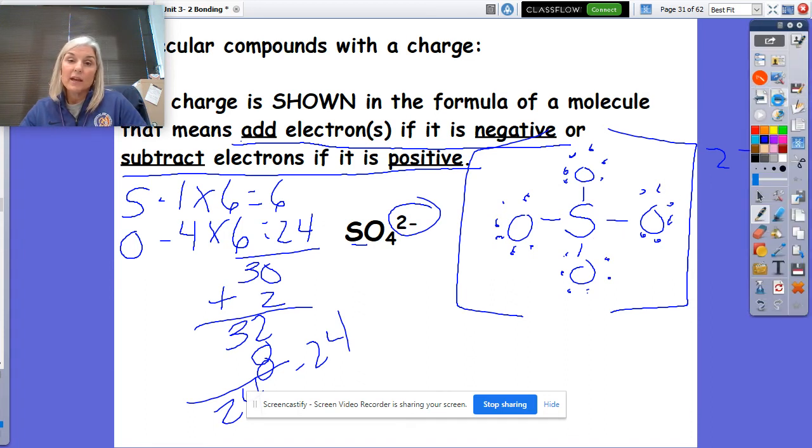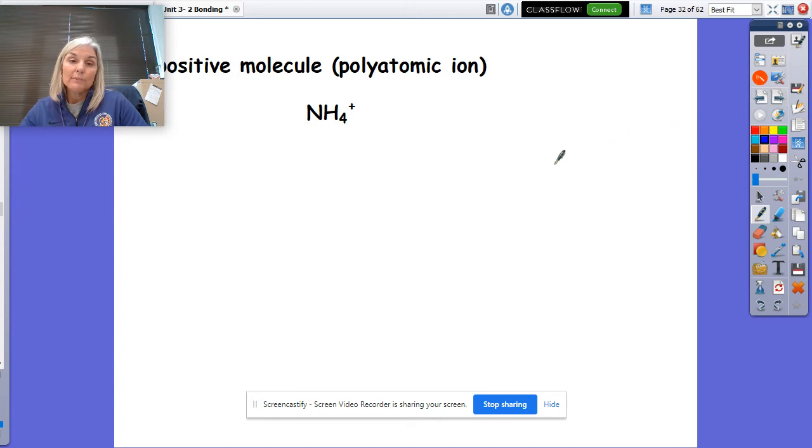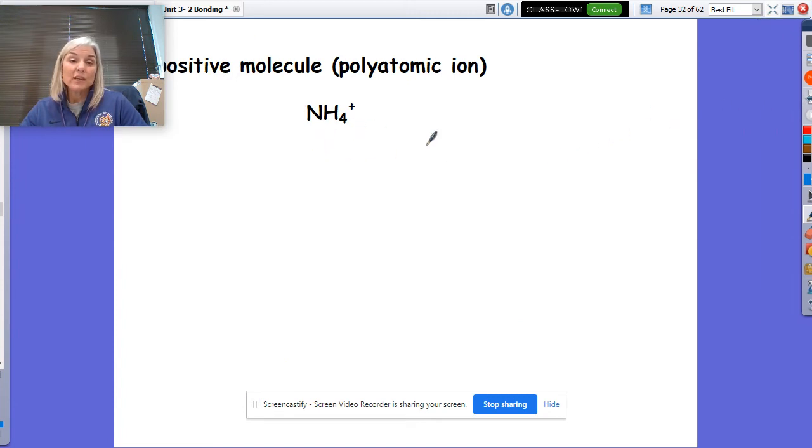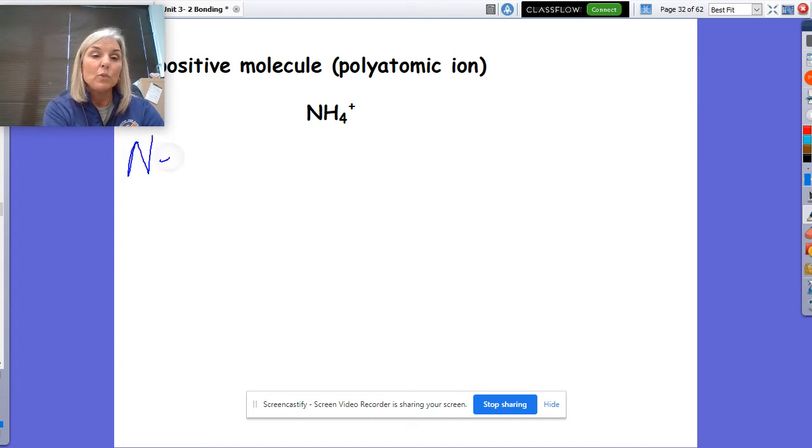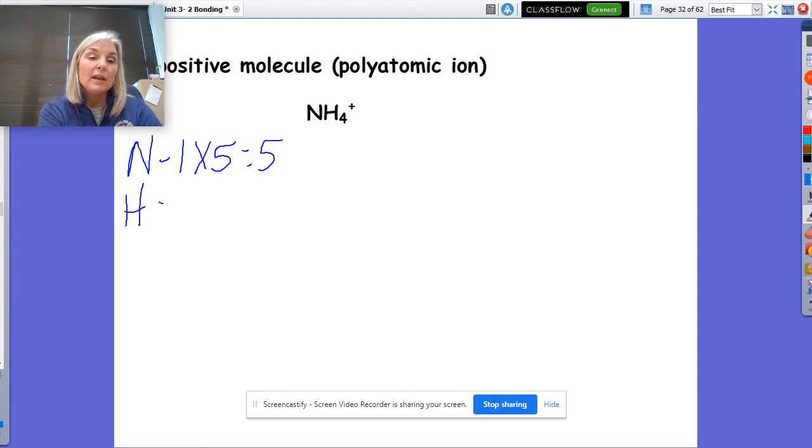All right, let's look at ammonium. So we have NH4, so we're going to count. In our formula, there's only one nitrogen. Nitrogen is in group 15, so it has a total of 5 valence electrons. So 1 times 5 is 5. Hydrogen, there are 4, and it is in group 1, so it has 1 valence. So that's a total of 4. So that gives us 9.